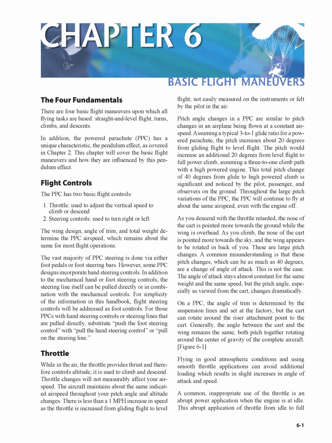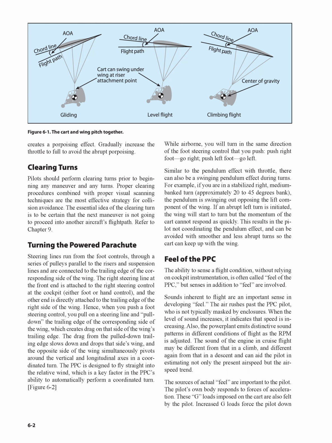Figure 6.1. Flying in good atmospheric conditions and using smooth throttle applications can avoid additional loading, which results in slight increases in angle of attack and speed. A common, inappropriate use of the throttle is an abrupt power application when the engine is at idle. This abrupt application of throttle from idle to full creates a porpoising effect. Gradually increase the throttle to full to avoid the abrupt porpoising.